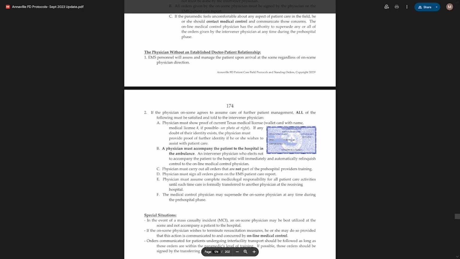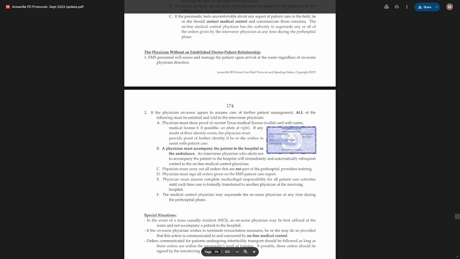The physician must show proof of current Texas medical license, a wallet card with the name and medical license number. If possible, see the photo at the right. If any doubts of their identity exist, the physician must provide proof of further identity if he or she wishes to assist with patient care. A physician must accompany the patient to the hospital in the ambulance. An intervener physician who elects not to accompany the patient to the hospital will immediately and automatically relinquish control to the online medical control physician.